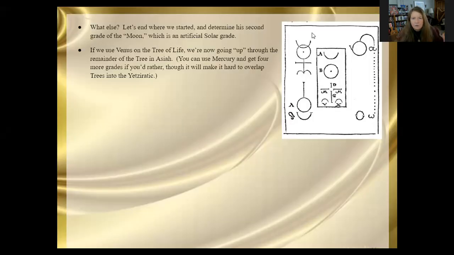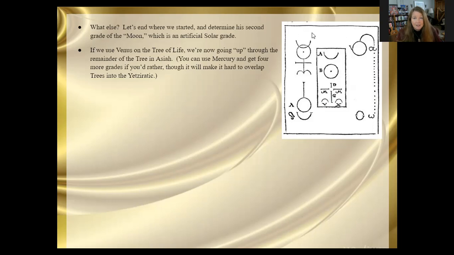Okay, so if we put Venus on the tree of life, you're going up through the remainder of the tree in Asaya, because that's going to have the remaining Sephiroth. But if you use Mercury, you are going up 4 grades in effect. And that was what we had in his first grade of the moon. The thing is, he never actually says there's 4 grades of this second grade or this solar grade of the moon. And the trouble is, if you use Mercury, it makes it hard to overlap the trees into the Yetziratic, as I'll talk a bit about later on.